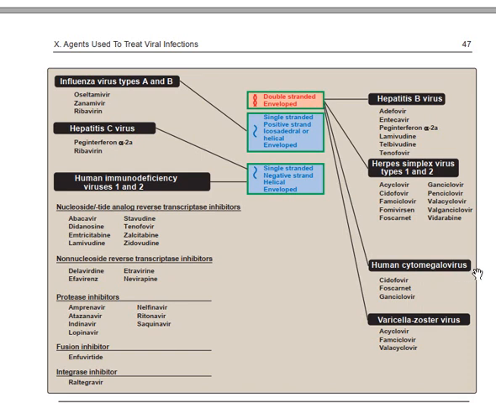In the case of human cytomegalovirus, you can use cidofovir and ganciclovir. You can also use foscarnet. In varicella zoster, you can use acyclovir, famciclovir, and valacyclovir. Now for single-stranded enveloped viruses, you have influenza virus type A and type B. You can use zanamivir, ribavirin, and oseltamivir.